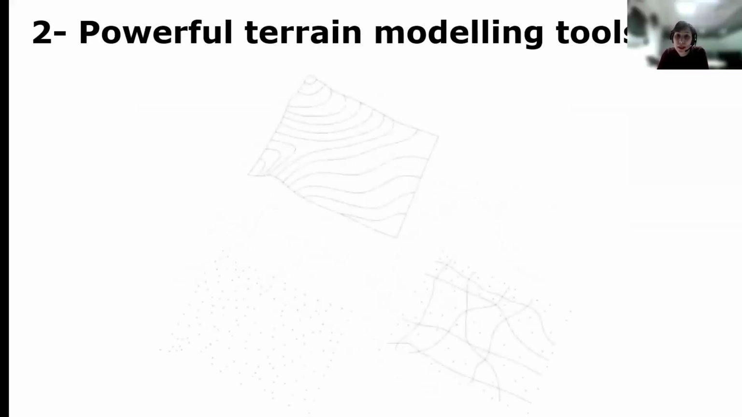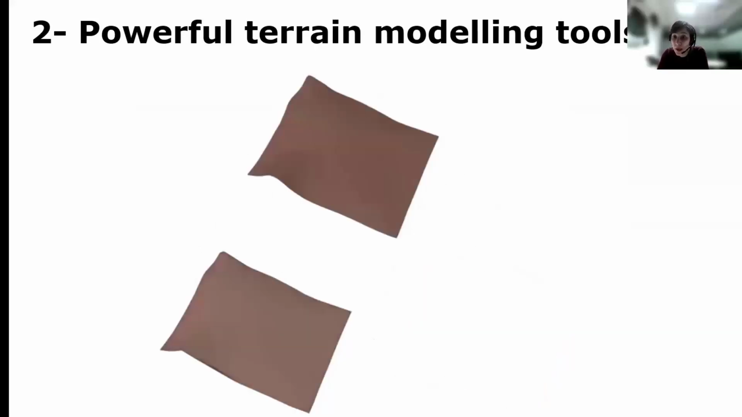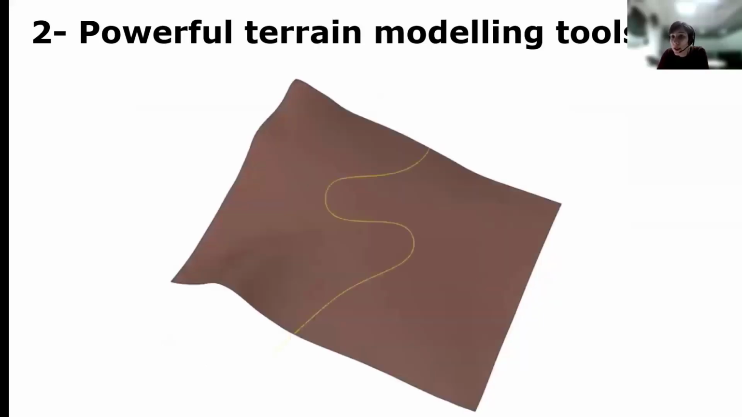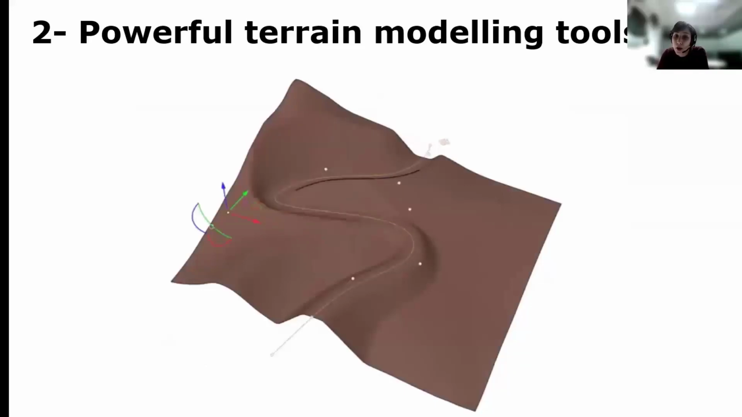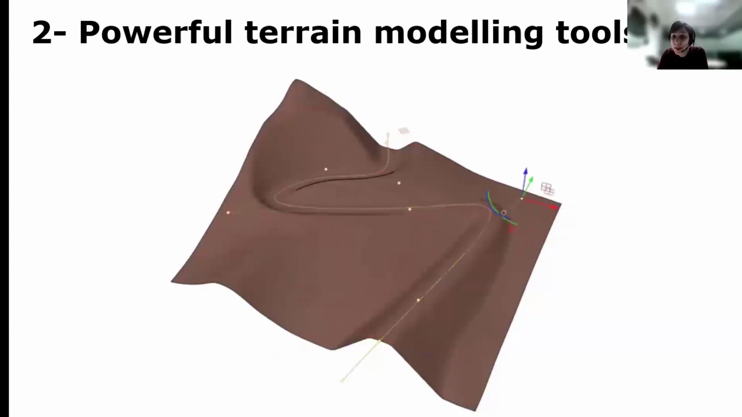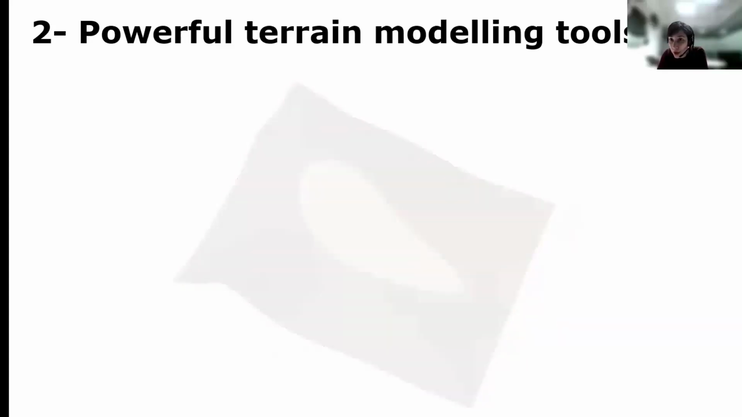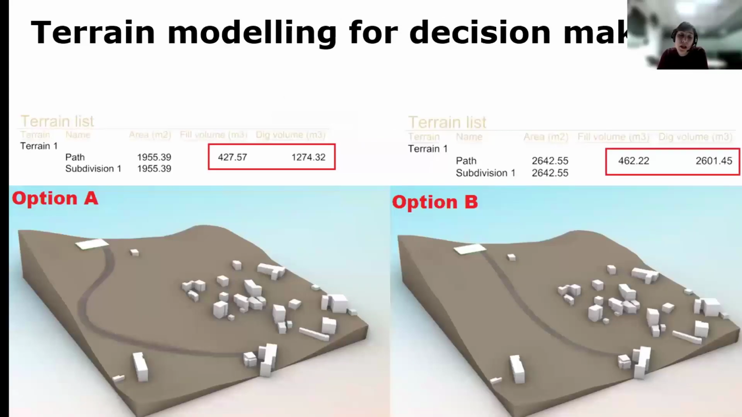We have powerful terrain modeling tools that help us generate a terrain based on points, lines, or a combination of points and lines. Once the terrain is generated, you can easily modify it by using control points and earth-moving operation tools like cut and fill, create a path, and so on. The program automatically calculates the area and volume of each earth-moving operation. You can also divide the terrain into different parts and assign different textures and materials to each part of the terrain. In this way, we can have a calculation of two alternatives, for example, for the same project.